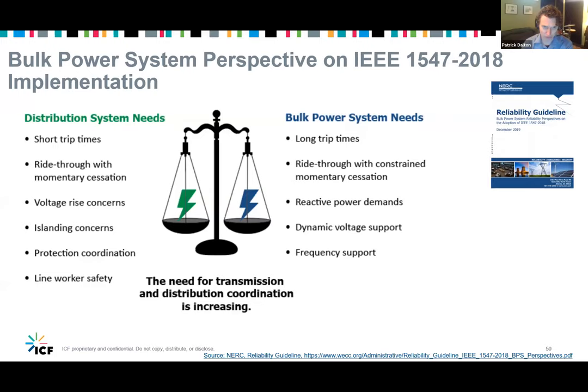But at the same time, there are distribution system needs that are sometimes in conflict, for lack of a better term, with the bulk power system needs. That's what this graphic from the NERC report is showing: there's a need to balance transmission and distribution requirements, because the bulk system might want longer trip times, for example, where distribution might want to trip quicker. I think that characterizes the type of tension. Tension's probably a better word than conflict that occurs between transmission and distribution. Through that emerges the need for better or closer coordination.